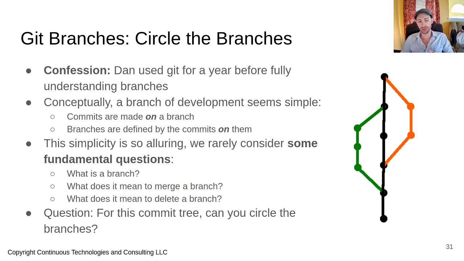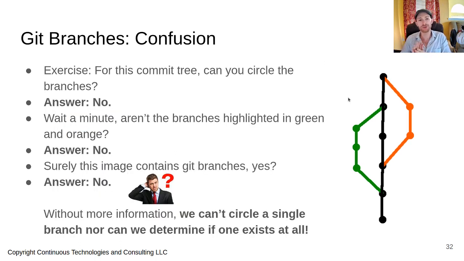I like to do this as sort of a visual thought exercise when I'm training people in Git, and to ask this question with this visual here on the right. For this commit tree, circle the branches. And I encourage you to pause the video here because I'm about to give it away. So be prepared to be frustrated. This was a trick question and I apologize already. So the question is, in this commit tree, can you circle the branches? The answer to that is no. And your immediate reaction to that is probably, well, hold on a second, aren't the branches highlighted in green and orange? And the answer to that is no. And then you might also be thinking, well, surely there are some branches here, yes? And the answer to that is no.